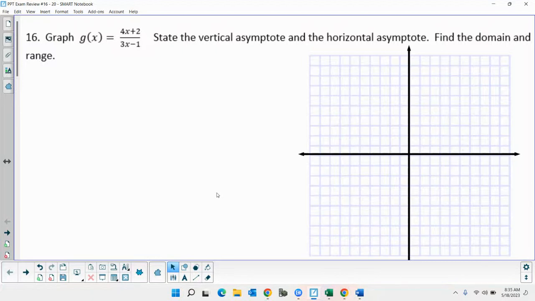When you put this in your calculator, what should you put around the top and the bottom? Yeah, put parentheses around it. So if you want to graph it first, then answer asymptotes, you can do that if you want, but it's not that hard to figure out. There you go.